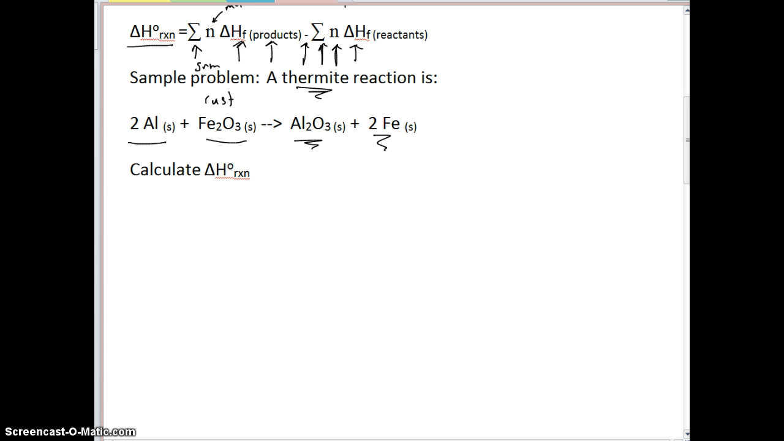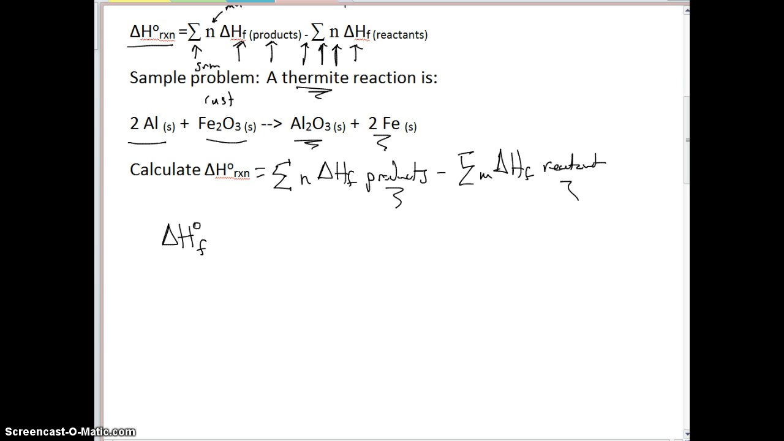Now, the formula that we're going to use again is going to be the sum of the moles, delta H of formation of the products, minus the sum of delta H formation of the reactants. So it's basically products minus reactants, and we're going to throw in the coefficients there as well. So I'm going to go to the back of the book and look up some values. So I'm basically looking at my delta H formation standard state for each one of my reactants and products.